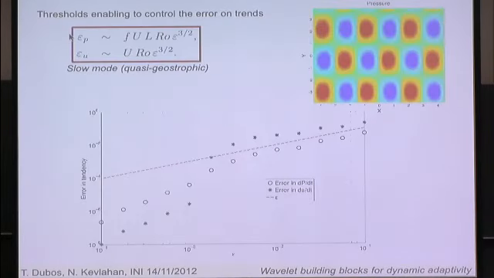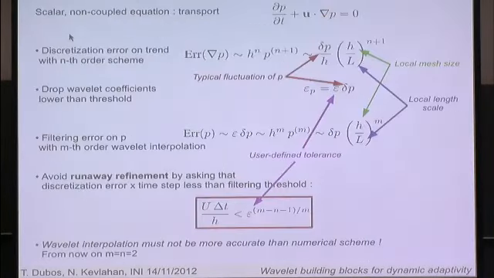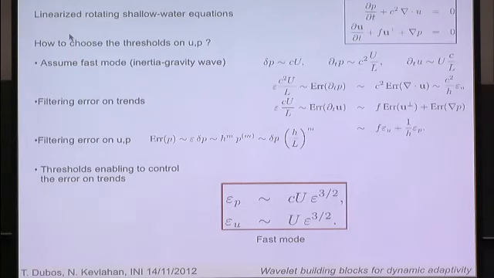I show this again for another test case. And if now I'm looking at a harder situation where I'm in near geostrophic balance, then I need to be more strict on my thresholds. And the reason, I can go back to the reason for this. Okay. So if I'm close to geostrophic balance, then the characteristic time scale here will be a slow scale.